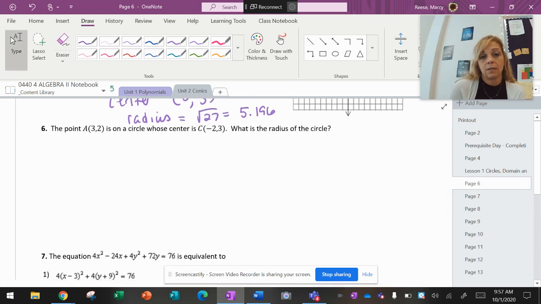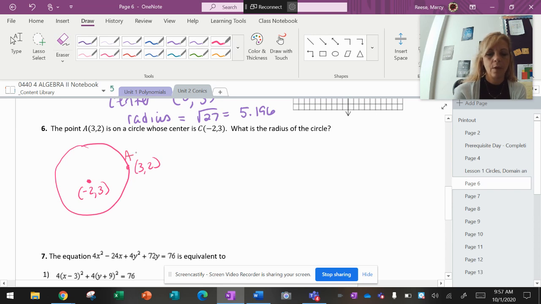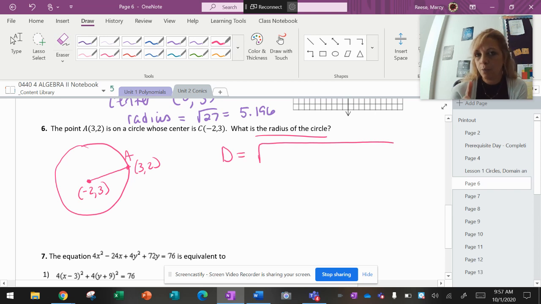Okay, so 6. Now, it says we've got point A is 3, 2. And the center of the circle is -2, 3. Okay? They want the radius. This is a formula you learned last year, and it's called the distance formula. And so it's given 2 points.